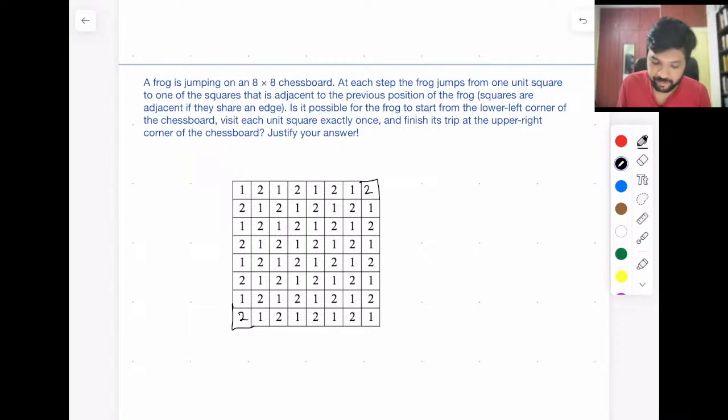Justify your answer. So the question is, is it possible for the frog to start here and end up here, but at every move it can move to one of the adjacent squares, but it can never revisit a square it has gone to. It has to visit each unit square exactly once, which means it should visit it at least once, but it should not visit it again. That's what exactly once means. And then it should finish its trip at the upper right corner of the chessboard. Is this possible?